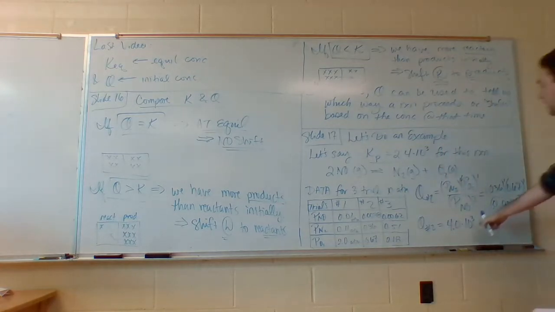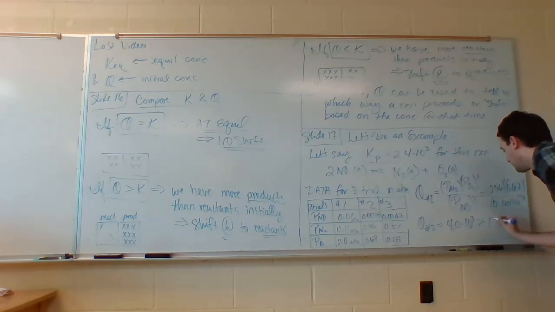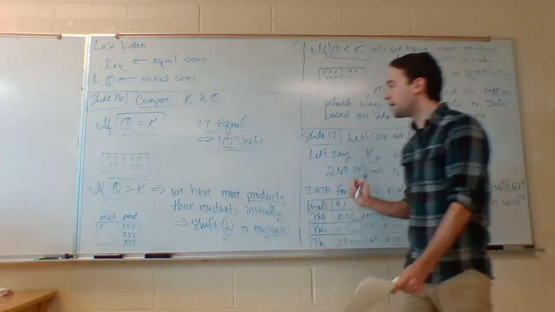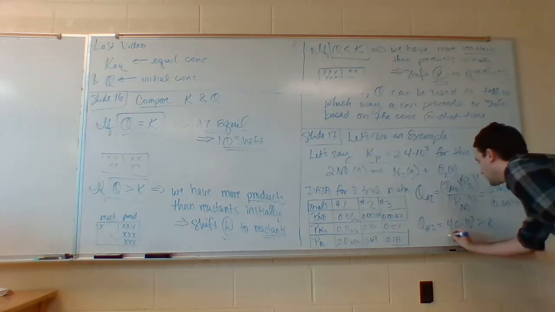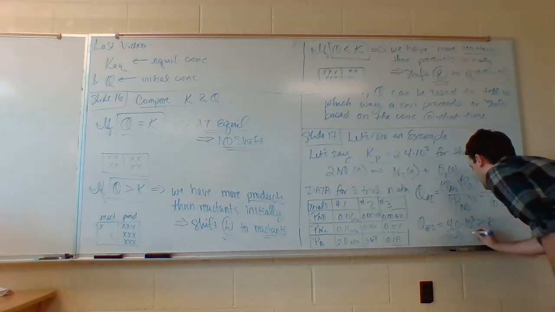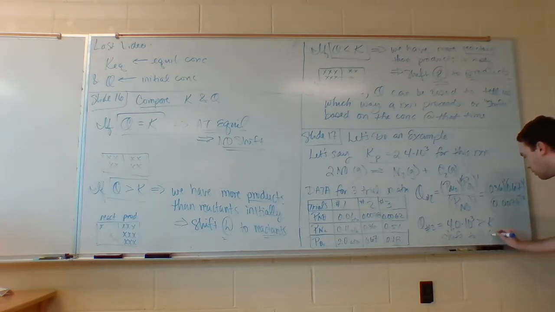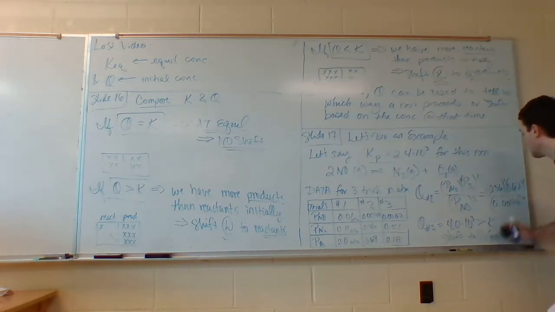All right? Comparing that to our Kp, we see that Q, 4.0 times 10 to the third, is bigger than my K. Okay? And when Q is bigger than K, that means we have more products than reactants initially. So we will shift to the left, or shift to the reactants. Okay? Now, that was for trial 2.